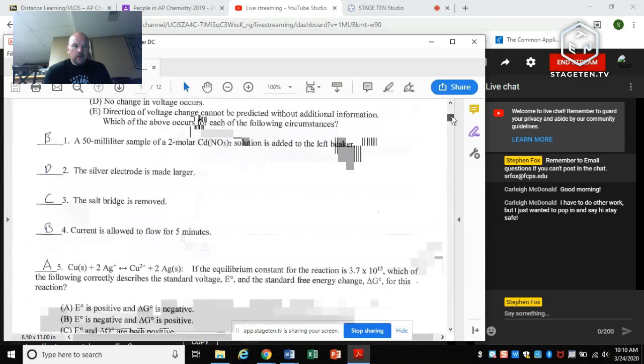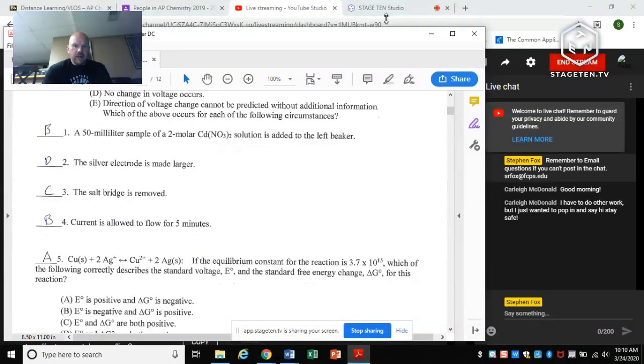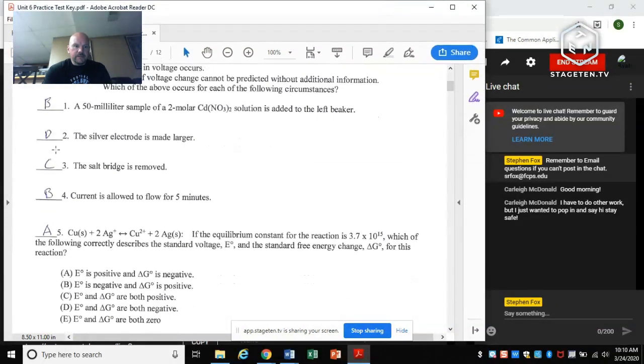So here are the answers. Hopefully you have your copy of the test pulled up, but here are the answers for the first page. It's B, D, C, B, A are the answers to those multiple choice questions. And again, just let me know. Let's just go one page at a time, and then we'll get to the free response. But are there any questions on the first page? Any things that you'd like to go over on the first page?